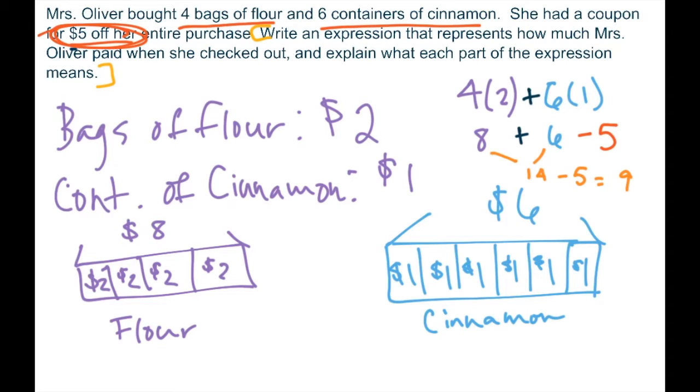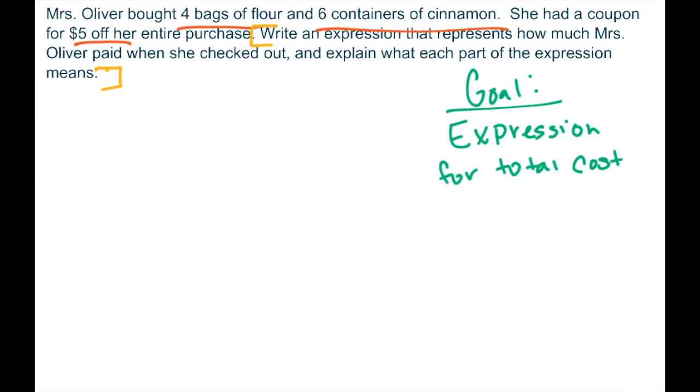But these numbers, these prices, are just made up. We don't actually know how much the flour cost or how much the cinnamon cost. Well, we have something that we use for an unknown amount, and that's called a variable. So for my cost of flour, instead of saying that's $2, I'm just going to call it F. We don't know how much it costs, but we can use a letter in place of the cost.